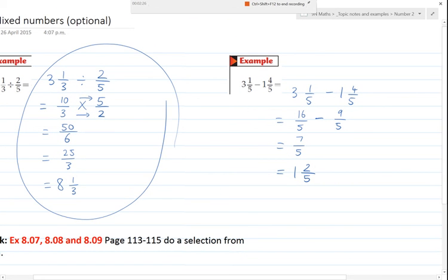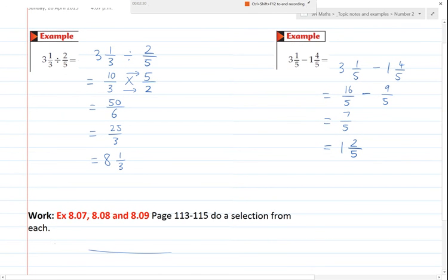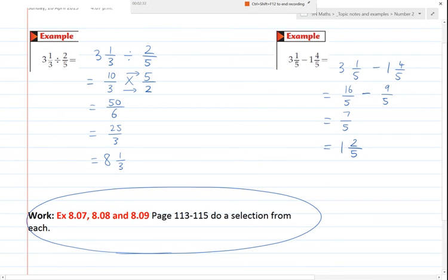Copy and make your working go down the page like that, and have a go at these questions. Just do a selection of each. Don't do every single last question, but make sure you mark your work as you're going.